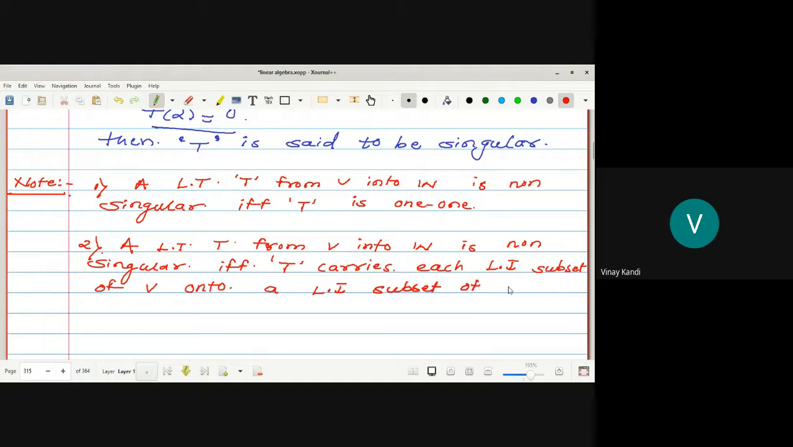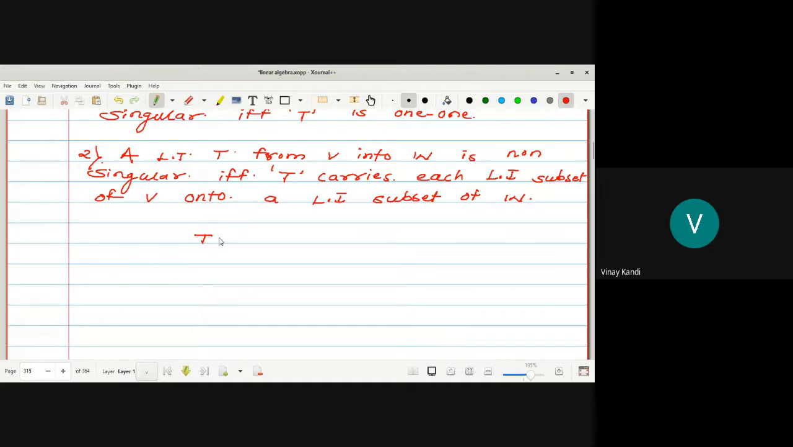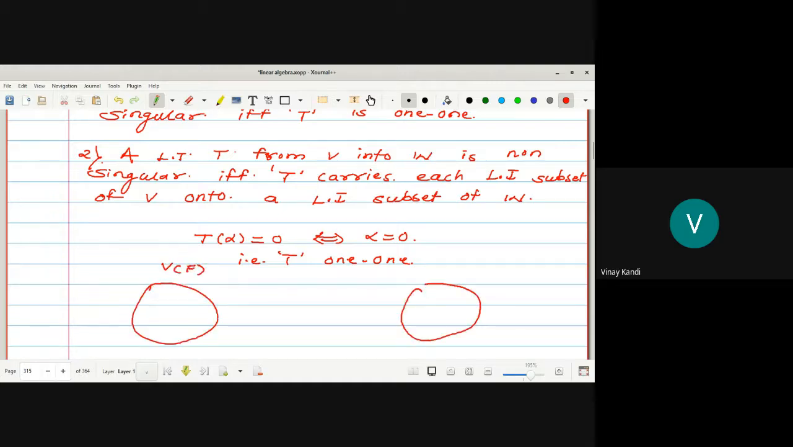What is the meaning of this? Suppose T is non-singular, that is, T of alpha is equal to 0 if and only if alpha is equal to 0. That means T is one-to-one. Suppose V is a vector space over F and W is a vector space over F, and S is a linearly independent subset of V. Suppose alpha 1, alpha 2, up to alpha n are the vectors in S.